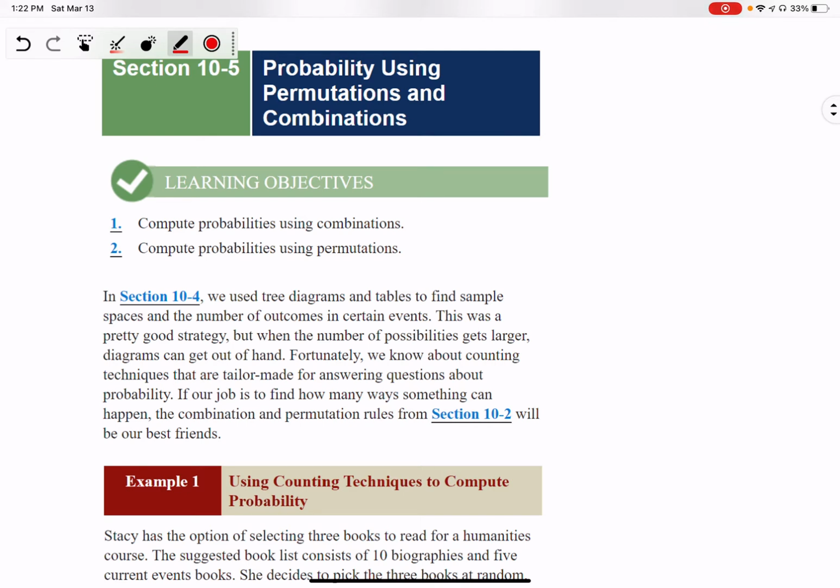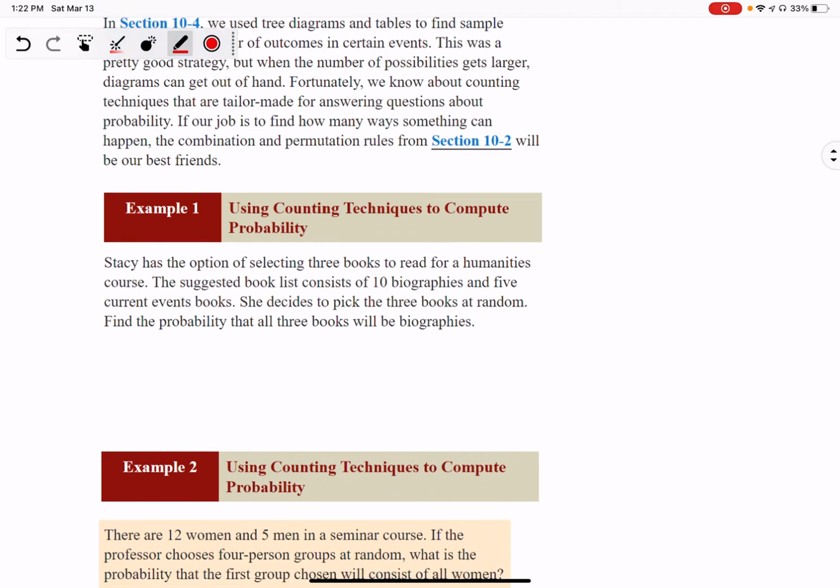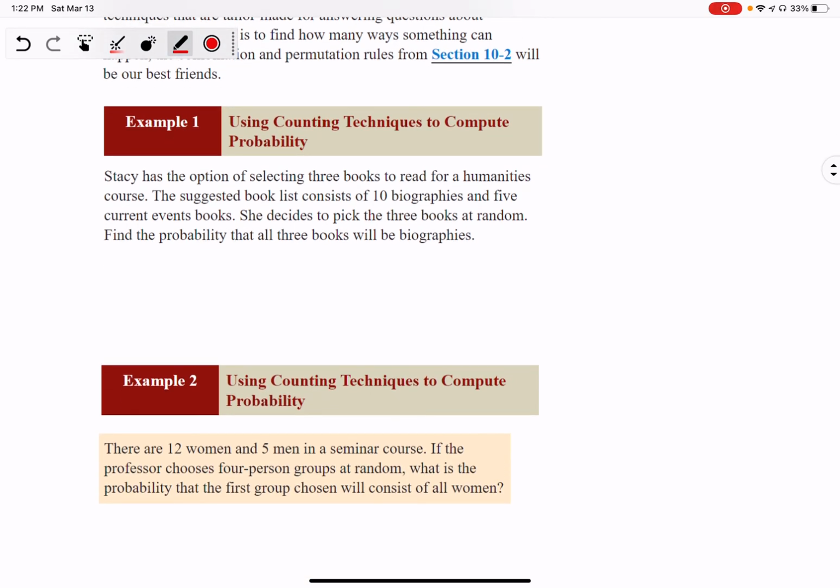So our main tool will still be the formula for theoretical probability, which is dividing the number of outcomes that satisfy a certain event by the total number of outcomes in a sample space. But now we'll be able to answer some tougher questions using counting techniques to count outcomes. So let's go ahead and jump into our first example. It says using counting techniques to compute probability.